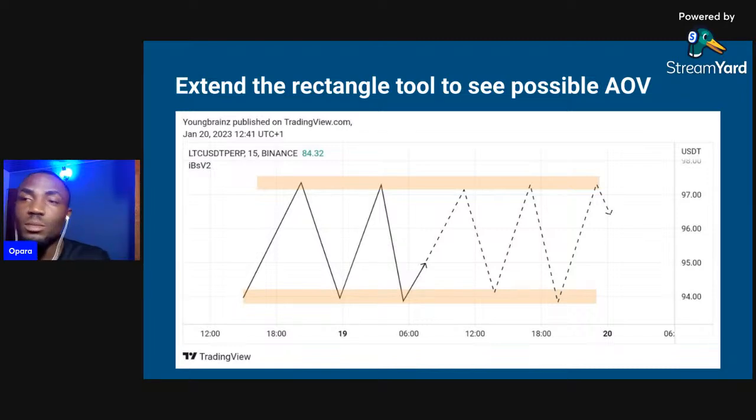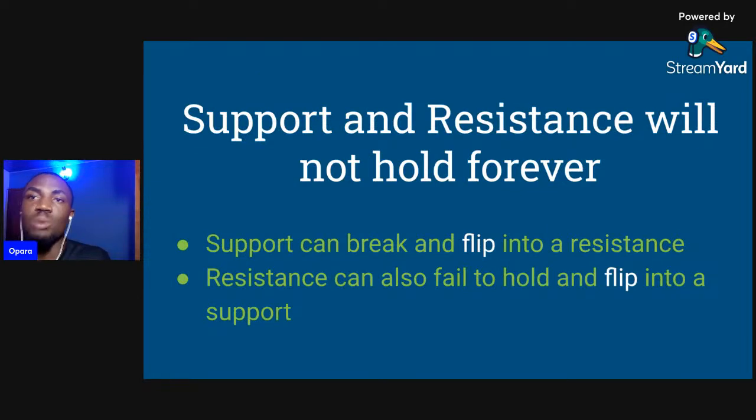Okay, so let's progress. Now support and resistance will not always hold forever. You can see how beautiful it is. Price will go up, price will go down. No. There are points that the support is going to break. Support can break and flip into resistance. You've always had the funny saying that the head shall be the tail. It happens in the crypto market too. The support can actually become the resistance, and the resistance can actually become the support, and that's where the concept of flipping comes into play.